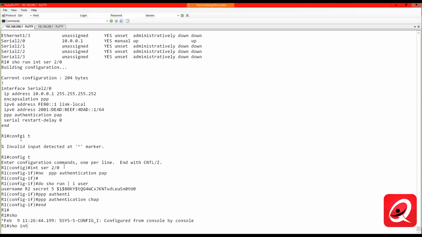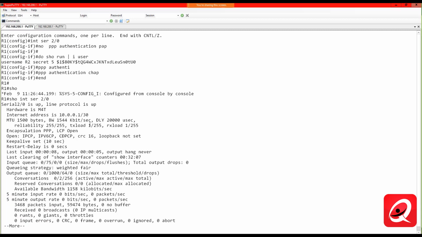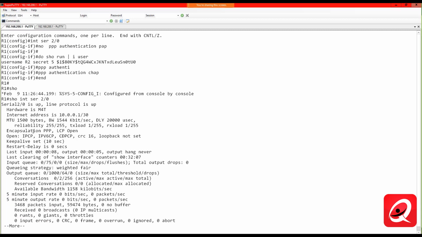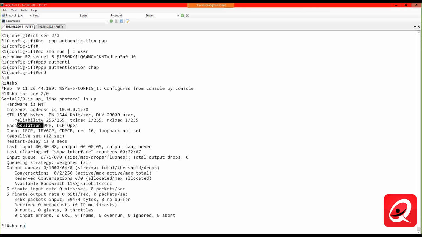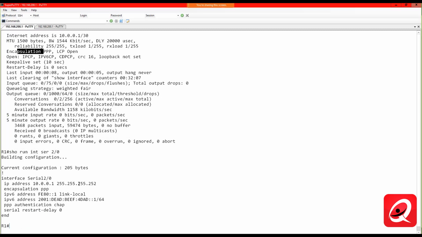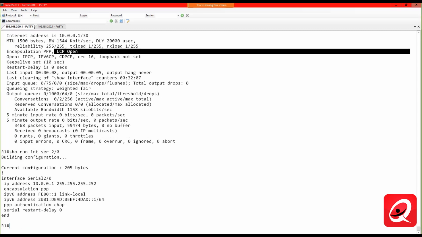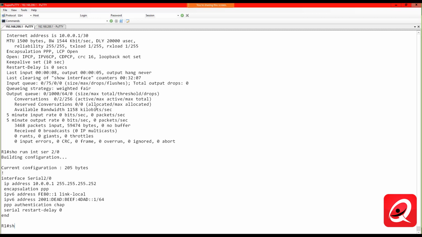Show interface serial 2.0. Yeah, so the line is up, protocol is up. Encapsulation is PPP. That's strange. Show run interface serial 2.0. PPP authentication CHAP. Yeah. I'm wondering why it's saying LCP open in this case.